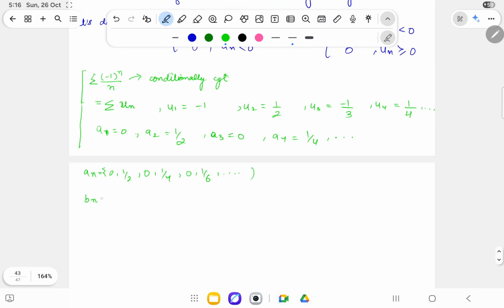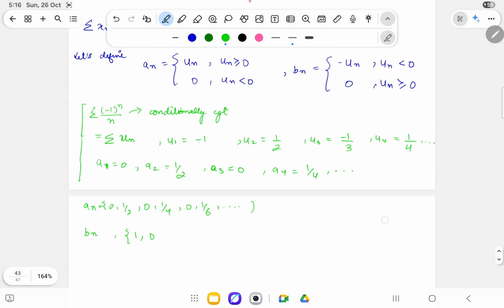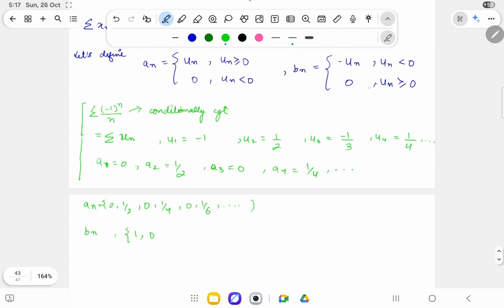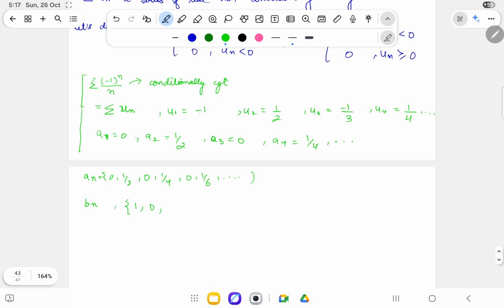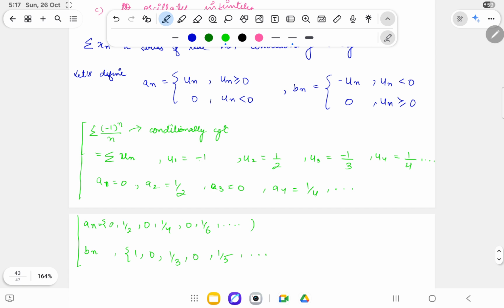Likewise, if I calculate bn, from here my b1 will be u1 only, that is 1. My b2 is 0 because u2 is positive, and we have defined bn as 0 when the term in the original series is greater than or equals to 0. So b2 will be 0 and b3 will be minus of u3, so it will be 1 by 3, then 0, then 1 by 5, and so on. So this is the specific example that I took to show you how we defined an and bn.